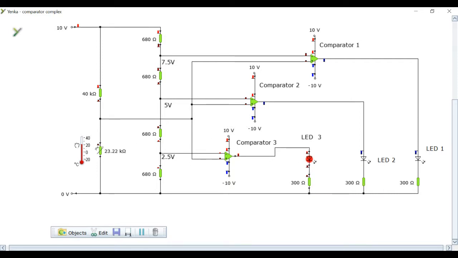This continues. Here we've now got 5.58 volts getting compared to the fixed reference of the 5 volts. So the 5.58 volts is the more dominant, giving a high output, LED 2 is on, and so on.